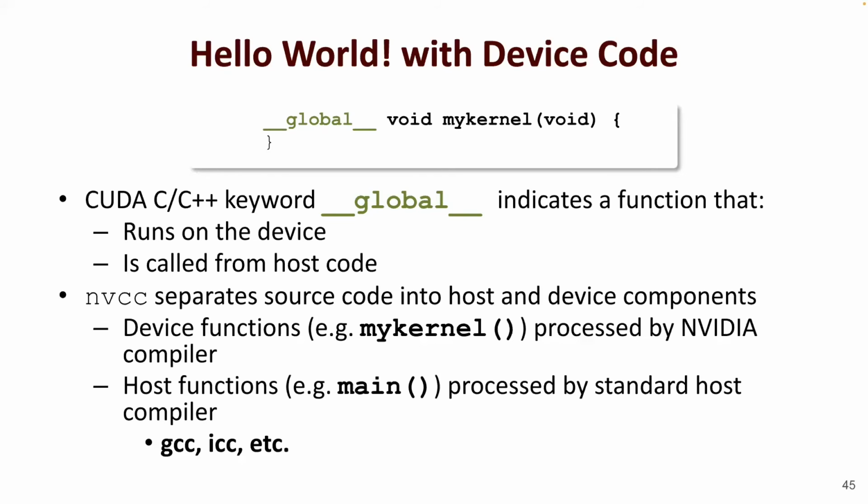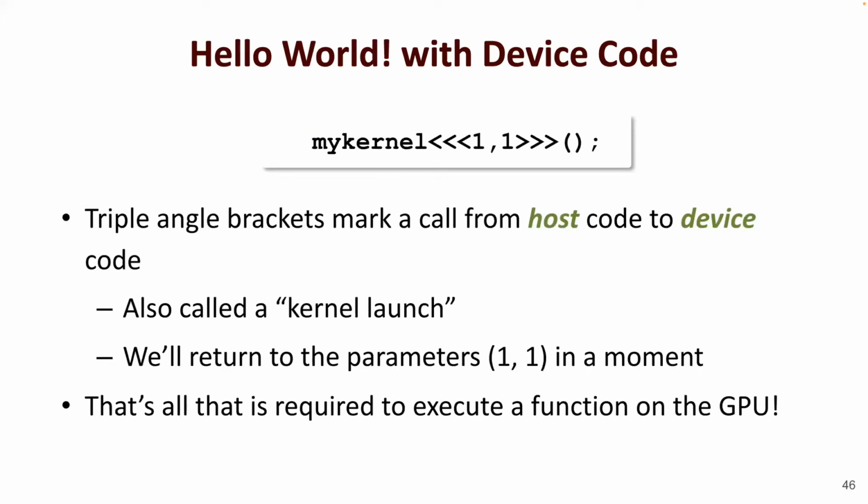So there's one more thing here. In addition to global and device indicators for the functions, CUDA also introduced this triple angle brackets, which is trying to make a call from the host to device. Usually it's called a kernel launch. It's a bit more than just simply calling the function. It's trying to call the function and launch it following the instructions in this triple bracket. We'll talk a bit more about that.